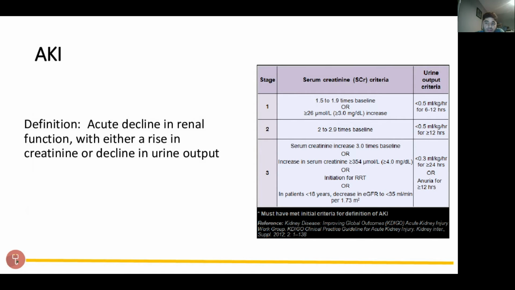Or look at the urine output as well. I'm not going to read them out to you, but I would be very familiar with this table. I think it's an important table and does come up in exams. At least it did in ours, in terms of being able to stage an AKI a little bit as well. All right.